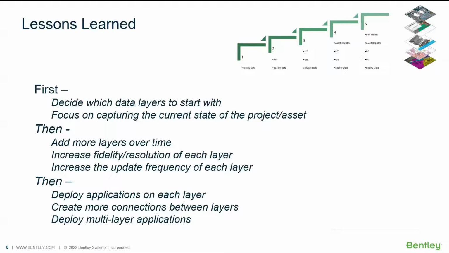We do a kind of workshop where we check which data layers to start with, what's important, and what type of data you have. Then we just do it at the state that it is at the moment, and then we start adding more layers over time, and increase, for example, the resolution of each layer, and increase the frequency of updating each layer. At the end, we start building applications for each layer, more connection between the layers, and multiple-layer application development. So that's a little bit the way we approach a digital twin.